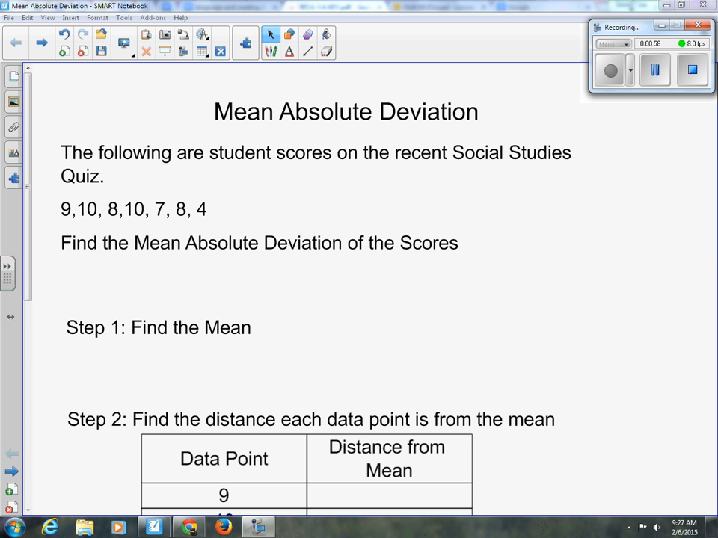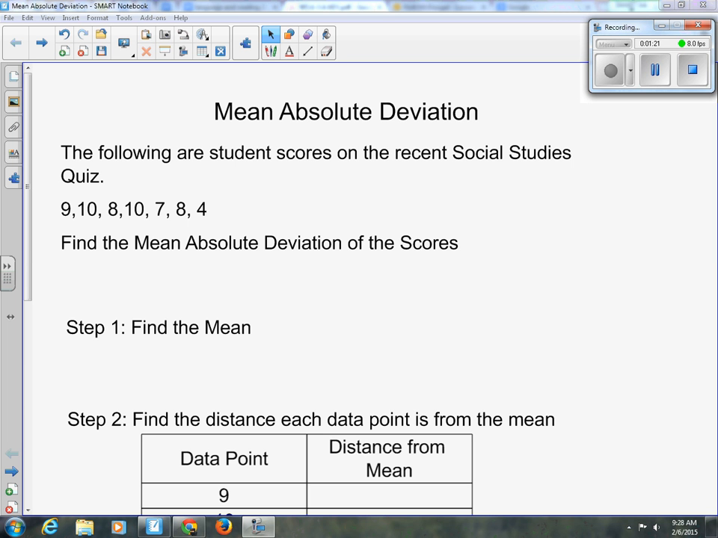The following are student scores on the recent social studies quiz. We have a 9, we have a 10, we have an 8, we have a 10, we have a 7, we have an 8, and we have a 4. Someone didn't do very well. All right? And you're going to be asked to find the mean absolute deviation of the scores.